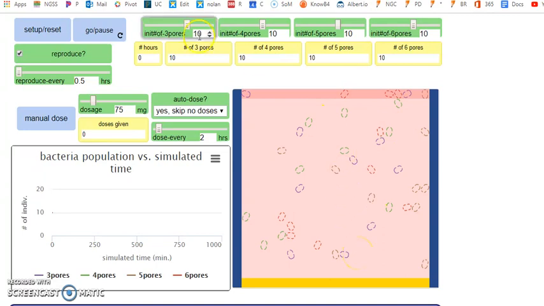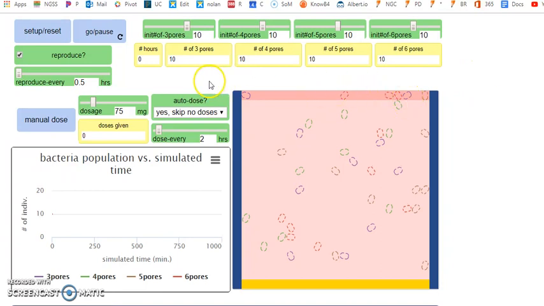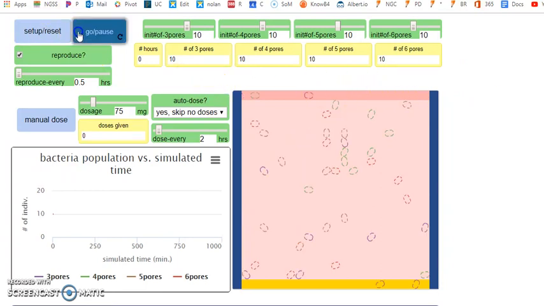I have 10 of each bacteria here, and I'm telling them to reproduce every half hour, and I'm going to dose them at 75 milligrams, skip no doses. I'm just trying to show you a scenario that is basically guaranteed to give us the results that we want. So I'm going to run this simulator, and we'll see what happens. All right, here we go.